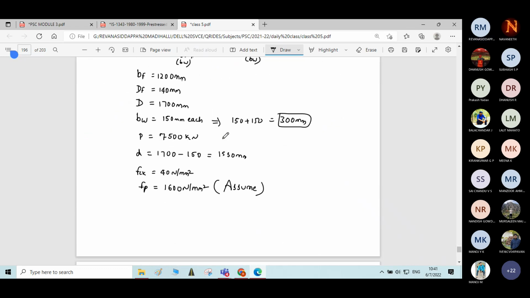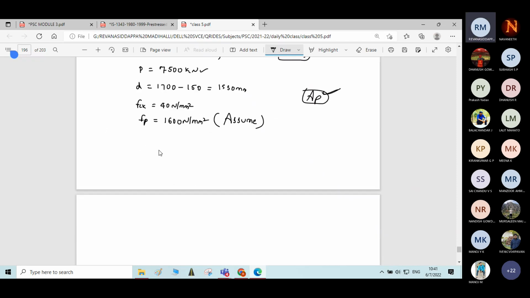Now, for calculation, we need the value of Ap, correct? Area of prestressing steel is required. We know the stress in the steel. How much have we assumed? 1600 Newton per mm square. Prestressing force in the steel is known. Utilizing these two data, we can find Ap, the area of prestressing steel.